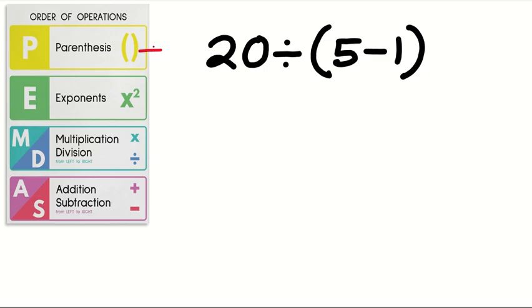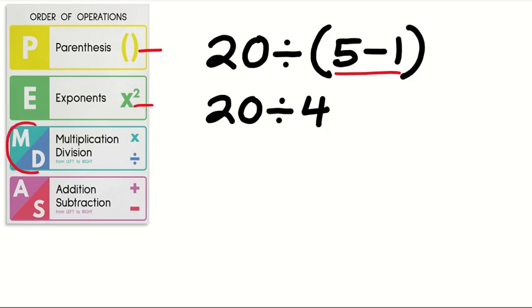We sure do. We have them right there. So we got to do that subtraction first. 5 minus 1 is 4. And because we evaluated what was in the parentheses, they now disappear. And we're left with 20 divided by 4. Now, to keep things tidy, any exponents? No. But we do have some division. So we got to do 20 divided by 4, which is 5. So the value of that expression is 5.